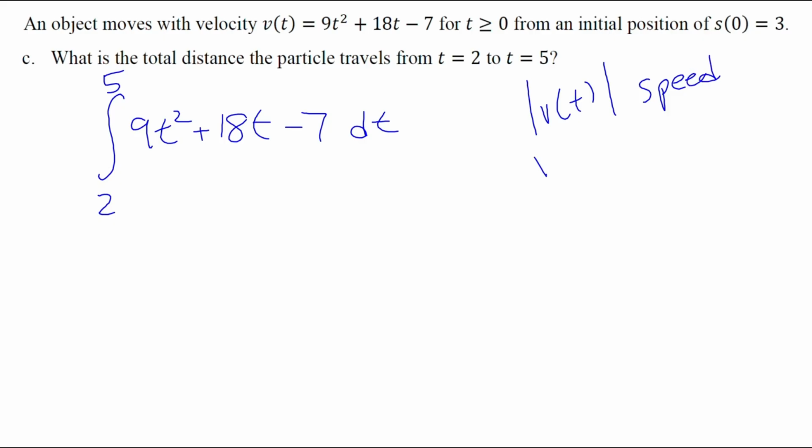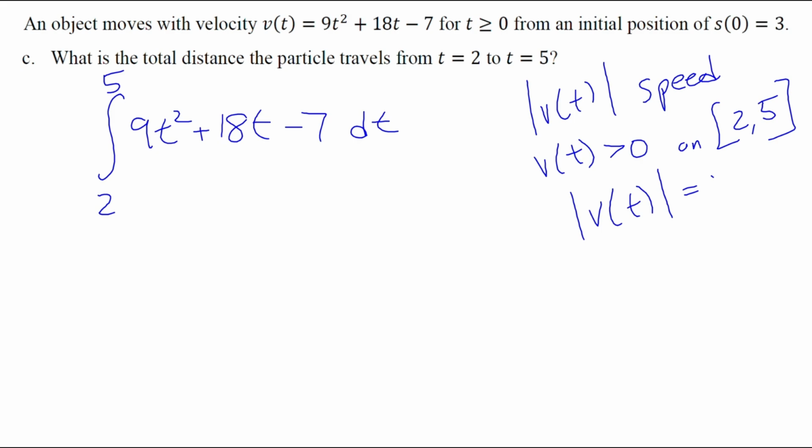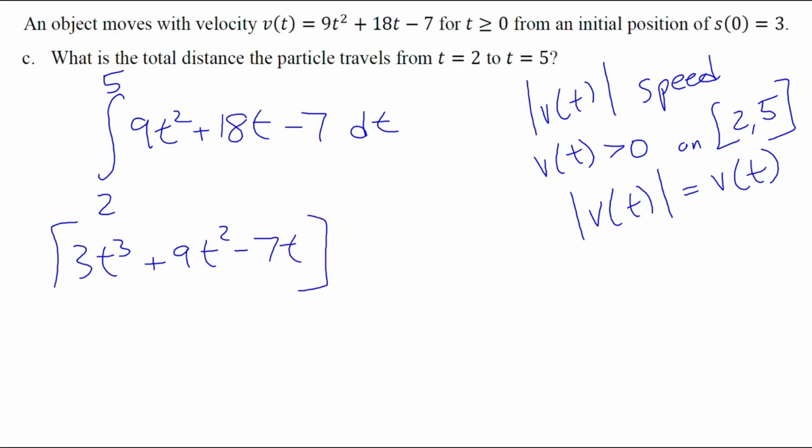But since v of t is greater than 0 on the interval from 2 to 5, it doesn't matter. Then the absolute value of v of t is just equal to v of t. So I can just integrate v of t from 2 to 5. There's no change in direction. We already did that integral. It's 3t cubed plus 9t squared minus 7t. And we'll evaluate from 2 to 5.